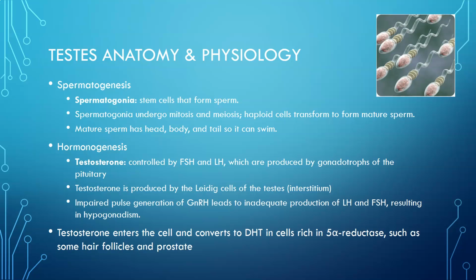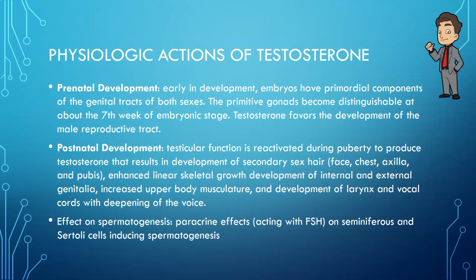Testosterone enters the cells and converts to DHT in cells that are rich in 5-alpha reductase, such as some hair follicles and prostate. And testosterone has effects all over the male's body. So let's look at the physiological actions of testosterone.